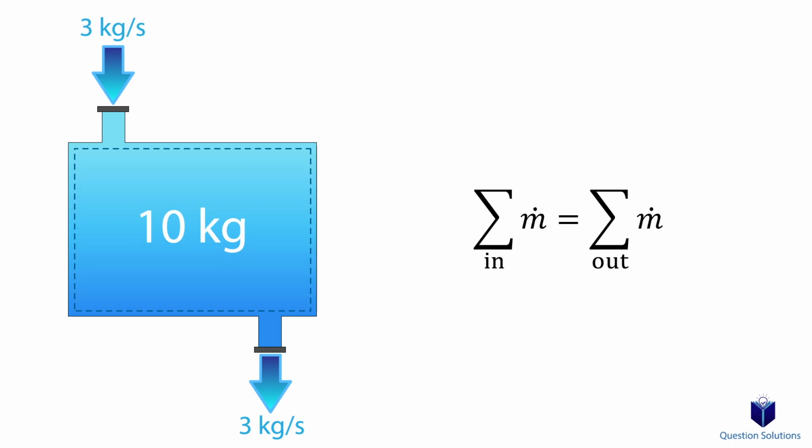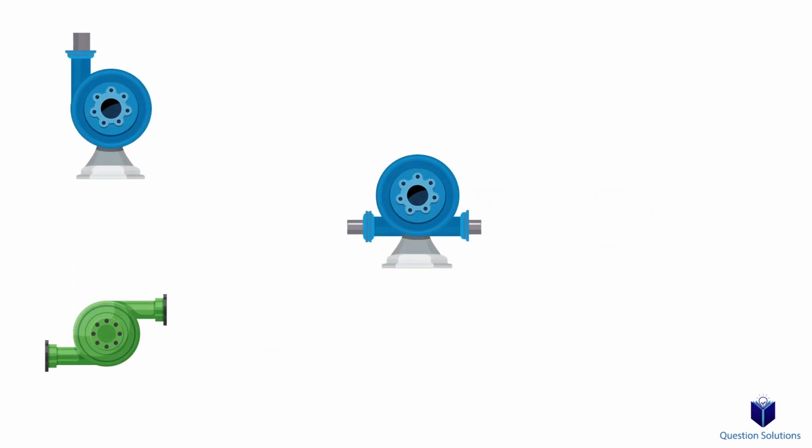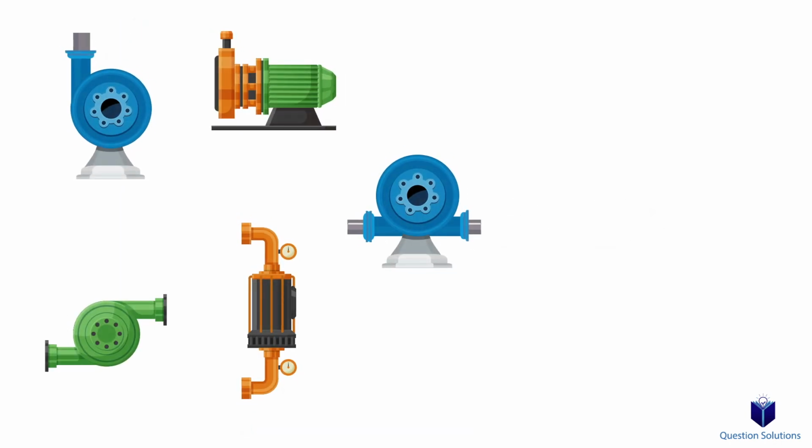In simple terms, in a steady flow system, the total amount of mass inside a control volume doesn't change with time. When it's one inlet and one outlet, it's called a single stream system. Some examples would be turbines, compressors, and pumps.